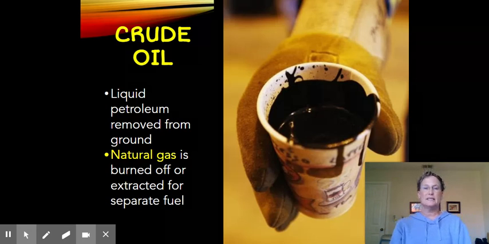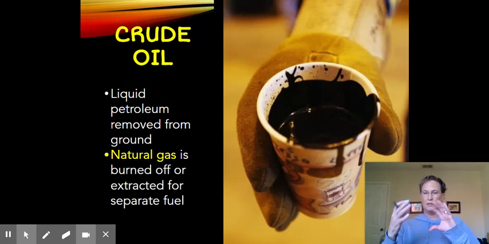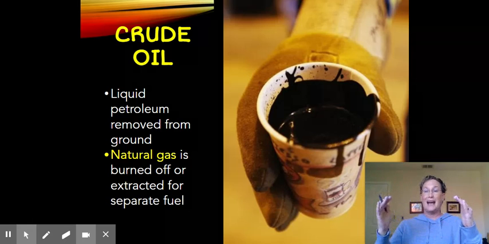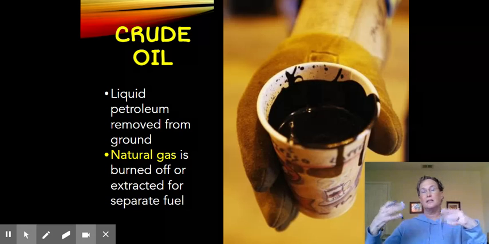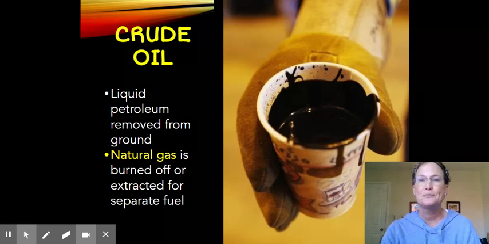So crude oil is the liquid petroleum that's removed from the ground, and then natural gas is burned off or extracted for separate fuel. While the crude oil is forming into a liquid form, there's also a gaseous form that's formed, which is natural gas. And that's a little harder to collect, and I'll talk about that in the next unit.